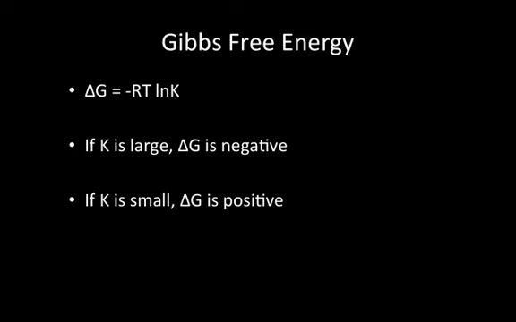The opposite is also true. If the equilibrium constant is very small, then the reactants are favored instead of the products, and delta G would be positive. We also see that if the equilibrium constant is equal to 1, then delta G is equal to 0, and neither the products nor the reactants are favored.